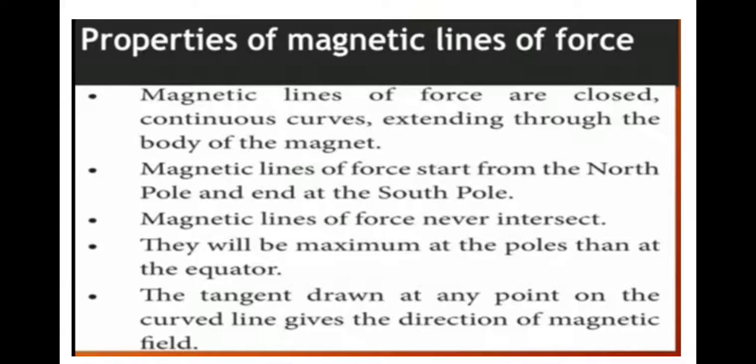So in the middle portion the strength will be weaker, so that when magnetic substances are attracted towards the magnet, they will be attracted at the poles.